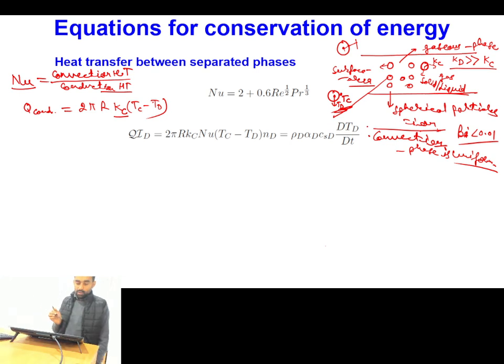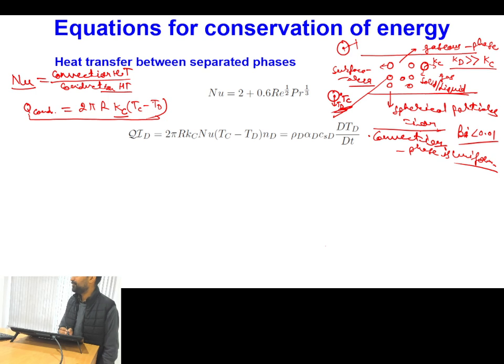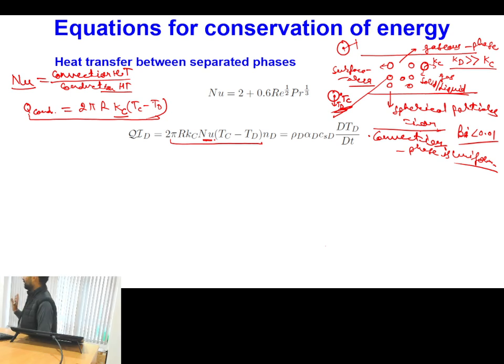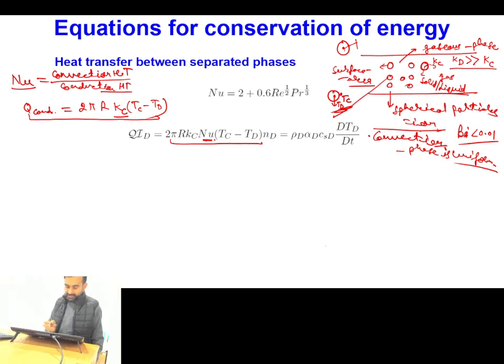Okay. Now, if this is my conduction heat transfer, what will be the convection heat transfer from this? We know that convection heat transfer is equal to Nusselt number into conduction heat transfer. So I need to simply multiply the Nusselt number over here. Okay, all are clear with this idea? So I have multiplied the Nusselt number with the conduction heat transfer to determine the convection heat transfer from the particle.